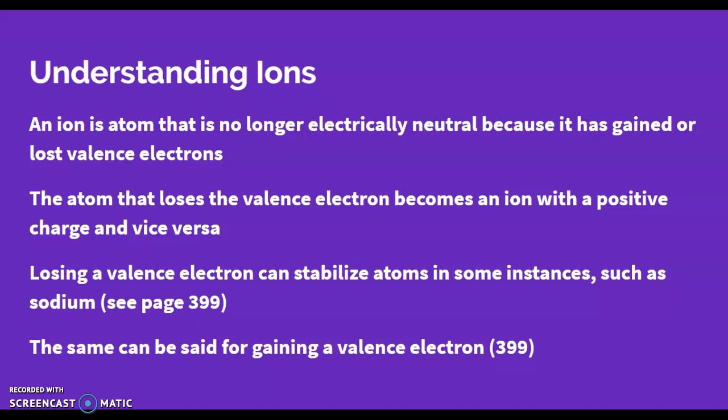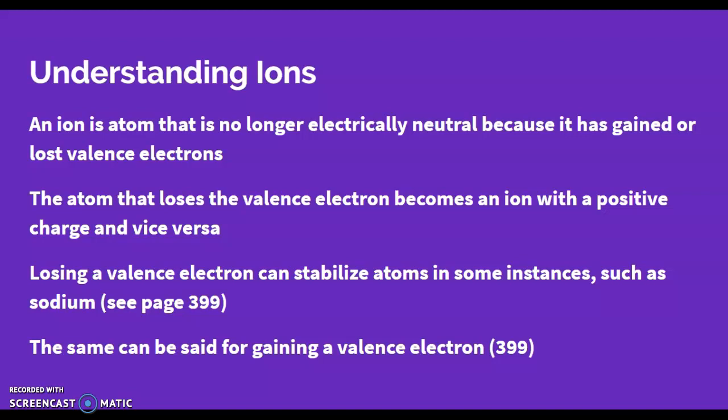And vice versa. If an atom gains an electron, then that means it has more what? Yes, more negative charge. So then it becomes a negative ion. We learned about this in previous cycles, but it's just good to recap. So losing a valence electron can stabilize atoms in some instances, such as in sodium.